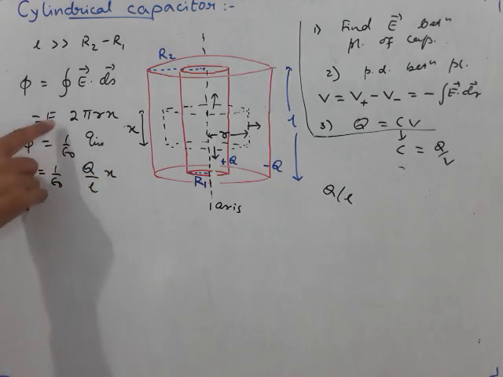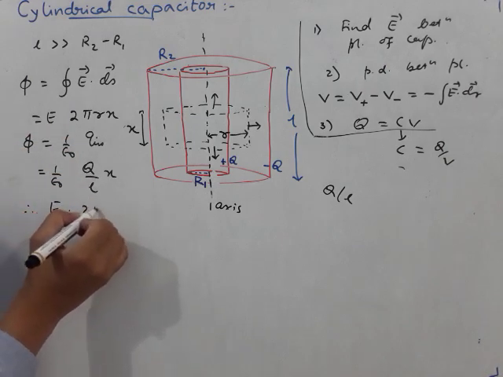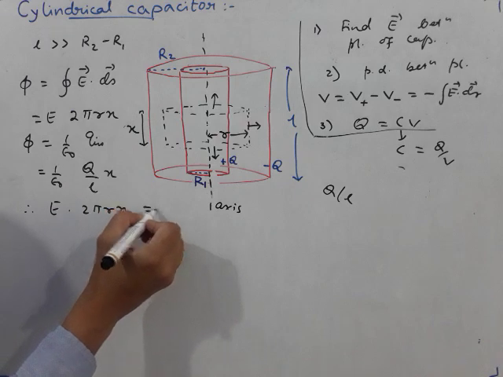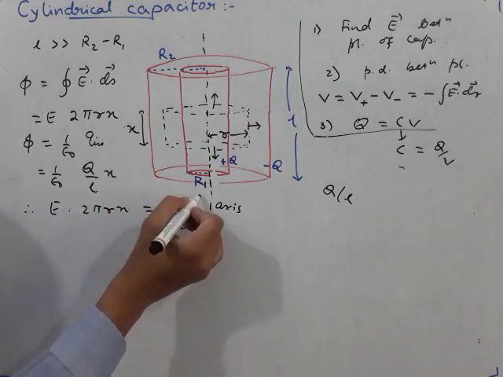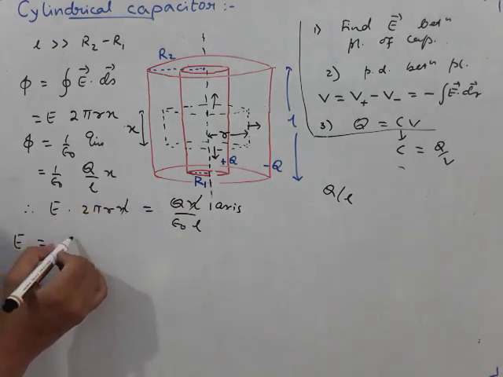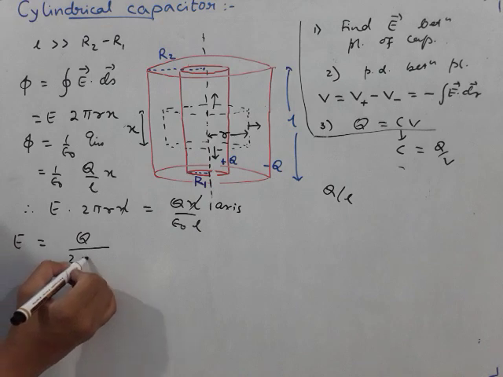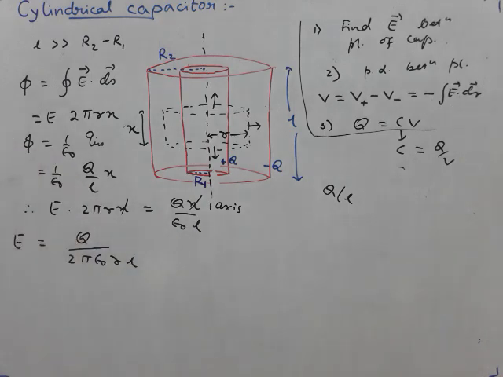So these two fluxes we should equate. Therefore E into 2 pi r x must be equal to Qx upon epsilon naught times L. So x will cancel. This will give you the value of the electric field. E is equal to Q upon 2 pi epsilon naught r L. Is it clear, students? So this gives us the value of the electric field, Q by 2 pi epsilon naught r L.